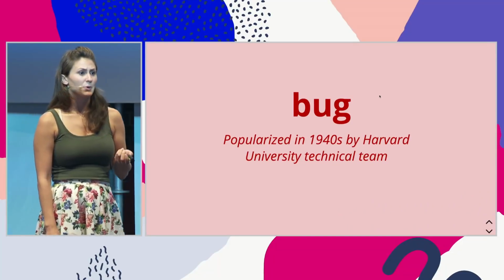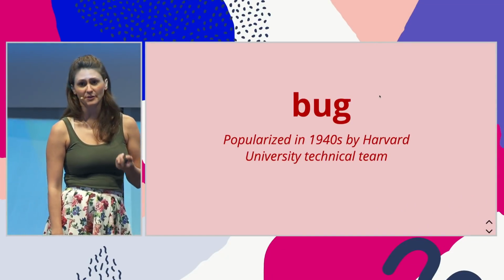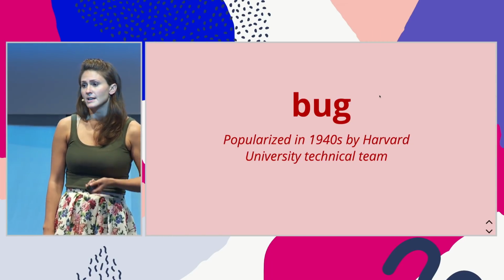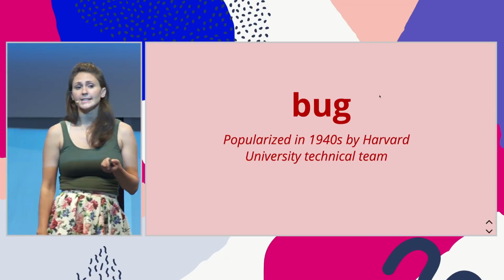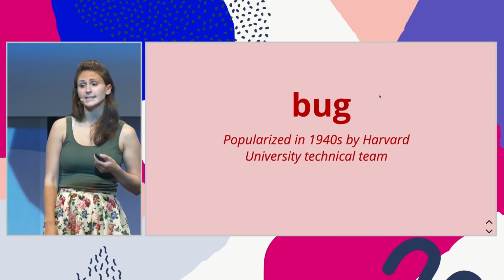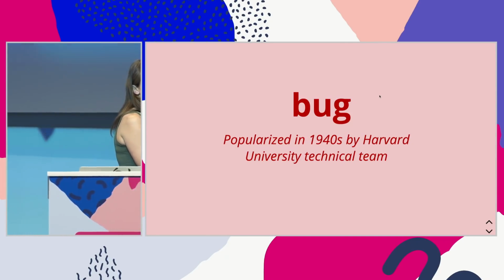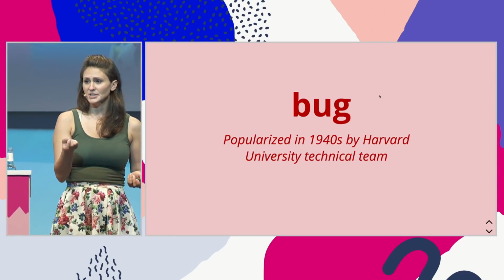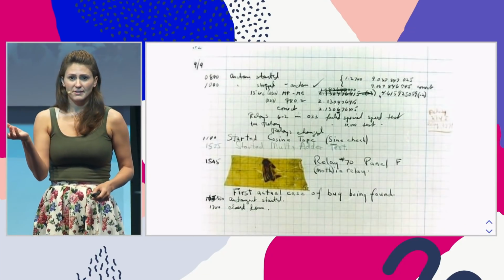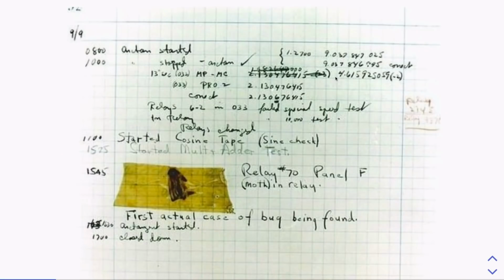Our first example is the term bug. And this is one of the most classic origin stories that we have in programming. Some of you might already be familiar with it, but for those of you who aren't, the term bug was popularized in the 1940s by a Harvard University technical team. They found an actual moth in one of their machines that was causing it to malfunction. So noted computer scientist Grace Hopper removed that moth and taped it to a log, a bug log, if you will, with the caption, "First actual case of bug being found."